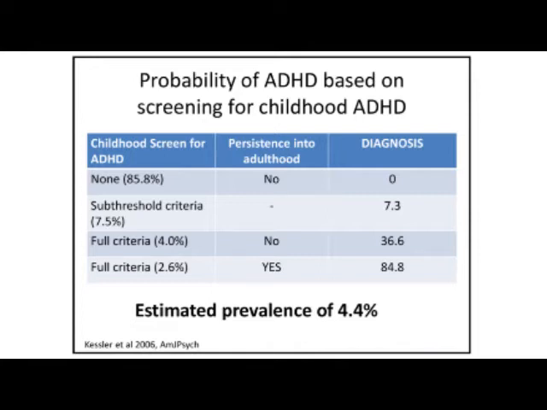But they took a subsample and then did careful diagnostic interviews and worked out some probabilities that these different categories had ADHD. And so if you had a negative childhood screen and no persistence into adulthood, none of them turned out to have ADHD when interviewed. If you had sub-threshold criteria as a child, only about 7% had ADHD. If you had the full criteria as a child, but said there wasn't persistence into adulthood, it still turned out that 36% had ADHD. And then if you had the double thing of having full criteria as a child and said that the symptoms persisted into adulthood, then about 84% had ADHD.